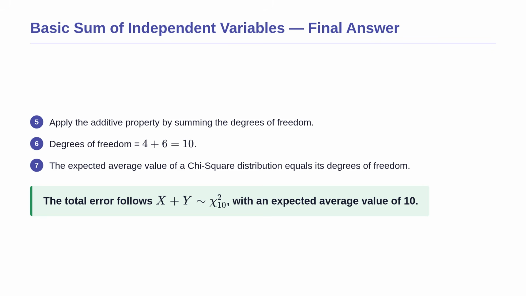For any chi-square distribution, the expected average value is exactly equal to its degrees of freedom. Therefore, the expected average value of the total combined error is 10. This means if we repeated this process many times, the average total squared error would settle around 10.